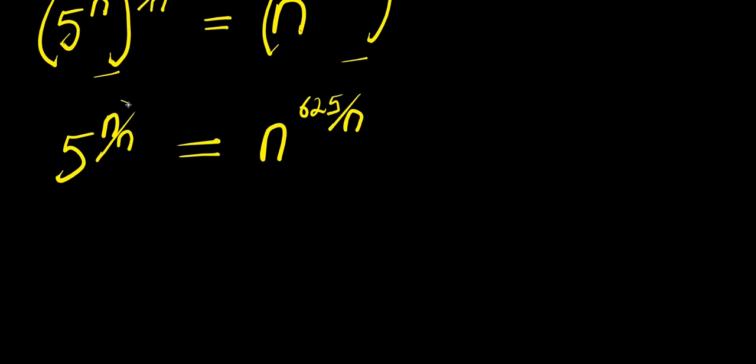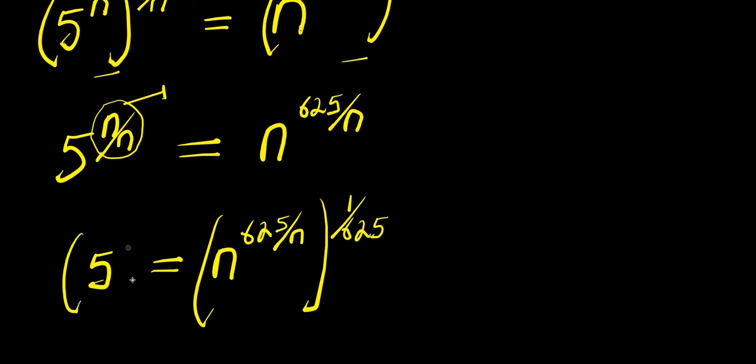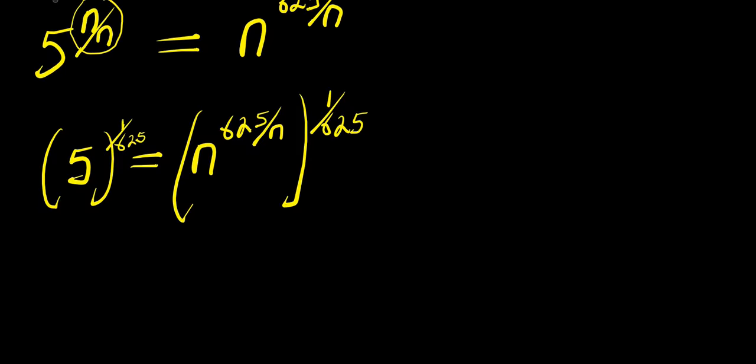So n divided by n is 1. I have 5 here, equals n power 6 to 5 divided by n. Now I can also eliminate 6 to 5 from here. I raise this to the power of 1 over 6 to 5. Then I go back to the same identity, a power n raised to the power of n equals a power n times n.